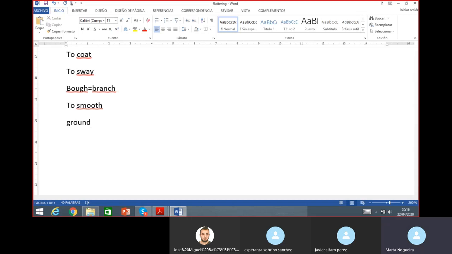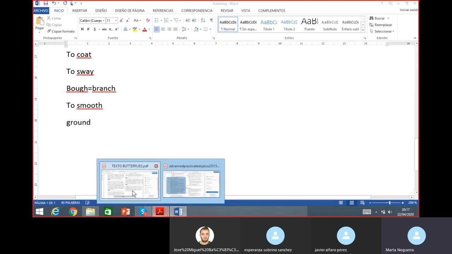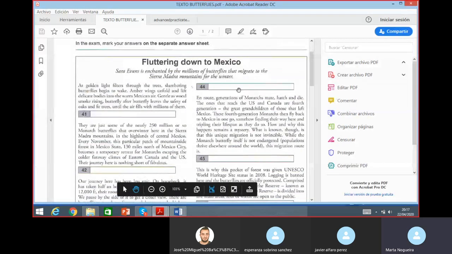The Aztecs once believed that monarchs were the souls of warrior ancestors migrating through the forest on their way to the land of the dead. For centuries, local people have welcomed, dar la bienvenida. La llegada, the arrival of the butterflies in early winter, holding special celebrations in their honor. Okay, so this is what they believed. I think this is the easiest paragraph. I'm going to show you. I am in here already, okay.